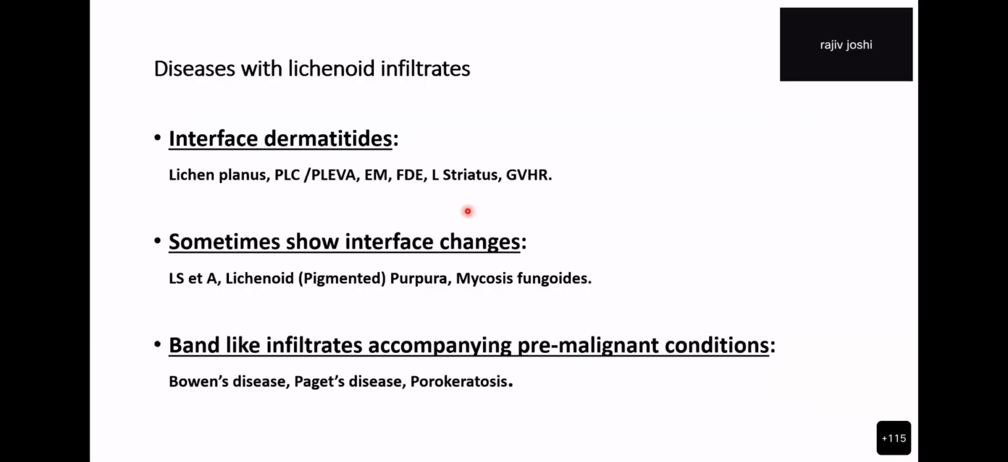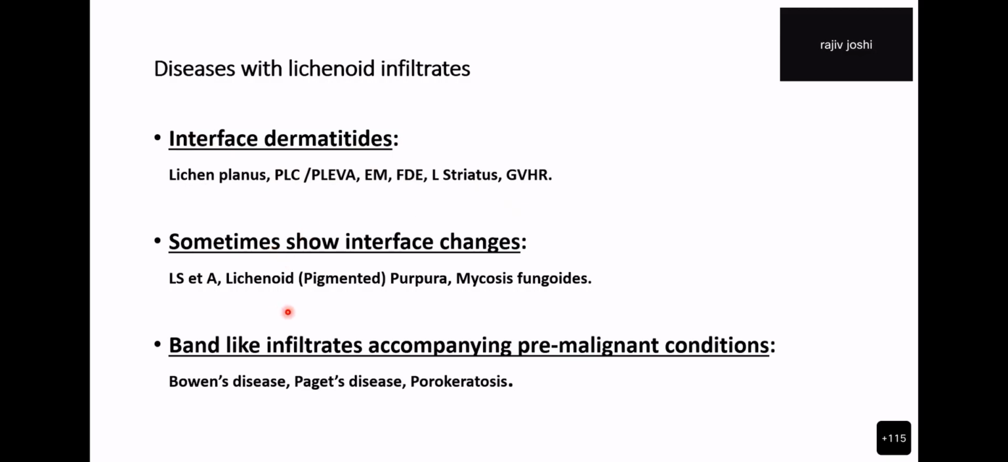So what are the diseases that you get with lichenoid infiltrates? You can get interface dermatitis, which you have already spoken about, lichen planus, PLEVA, pityriasis lichenoides chronica, erythema multiforme, fixed drug eruption, lichen striatus, and graft versus host disease.